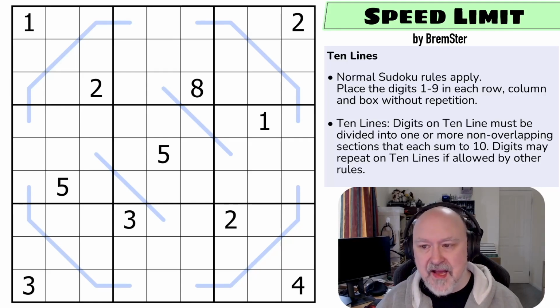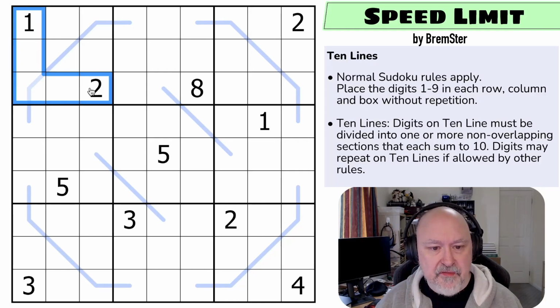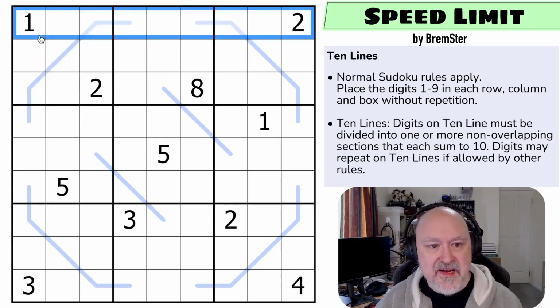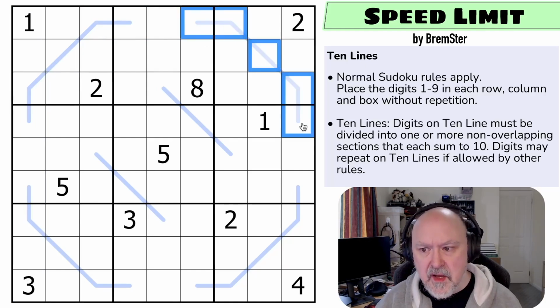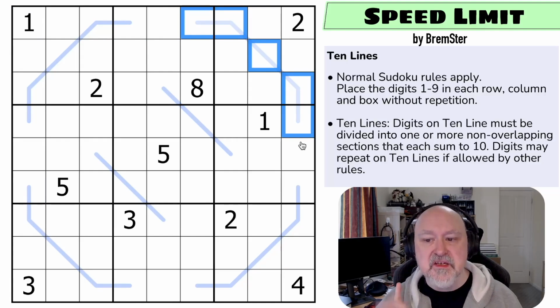Let's have a look at speed limit. So what do we have? We've got normal Sudoku rules apply. So in every box, in every row, and in every column, the digits 1 to 9 must be placed without repetition. And then 10 lines. Digits on a 10 line must be divided into one or more non-overlapping sections that each sum to 10. Digits may repeat on 10 lines if allowed by other rules.